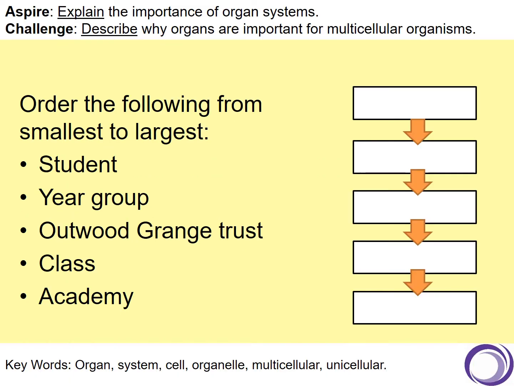As a quick starter, this probably doesn't even need to be done on a whiteboard, you can just do this in your head. Arrange these from smallest to largest, so which one has the smallest number? I'll help you out here. The student is only one thing, so that would be the smallest, and then down to the largest. Outward Grange is the largest of all of those. So try to arrange those numbers of people from smallest to largest. I'll give you a minute, it shouldn't take too long.